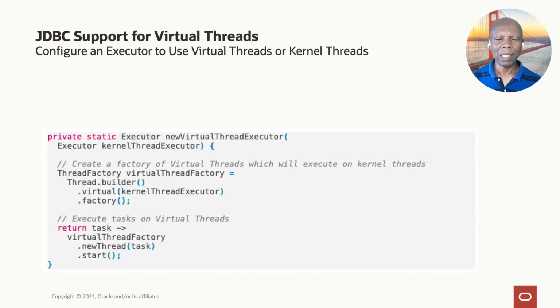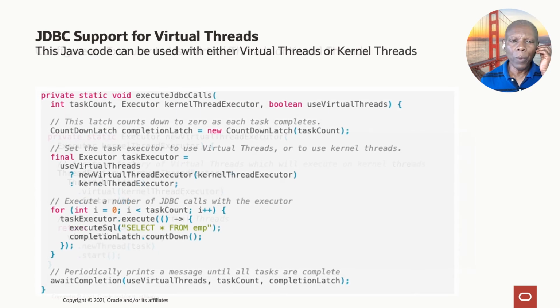Now, virtual thread. As I said, virtual thread is a mechanism by which multiple threads, 100,000, are created and scheduled by the JVM, and only compete for the kernel thread when you need to get one. So here, we are configuring a new virtual thread executor, right? We are creating a factory of virtual threads which, when needed, will execute on the kernel thread.